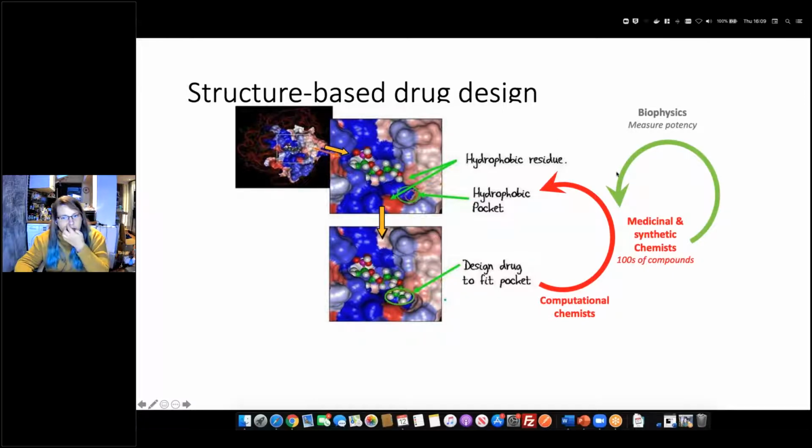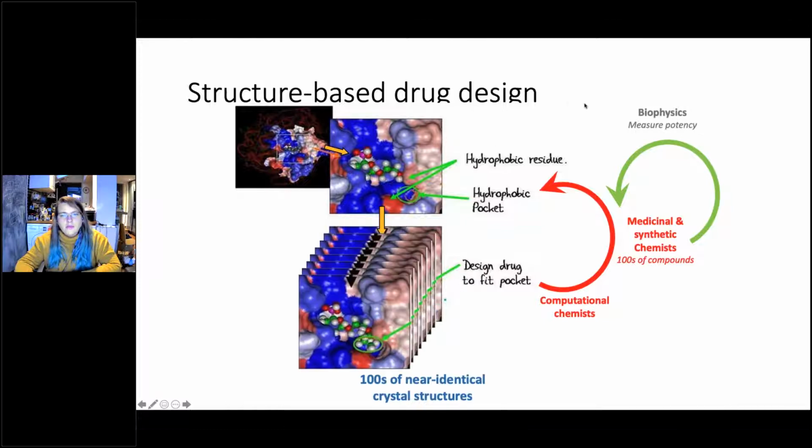And this is done in a certain way. You start with these designs and computational chemists can iterate on them. And then behind that, you need to actually make the compound. So you have medicinal and synthetic chemists working on hundreds of compounds at a time. And on top of that, you need some biophysics to measure how well those molecules actually bind to your protein.